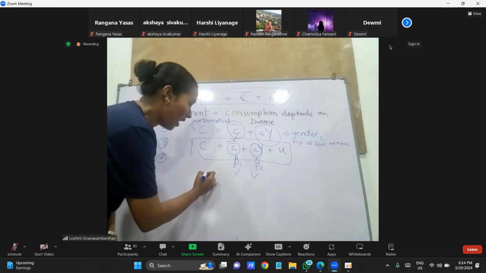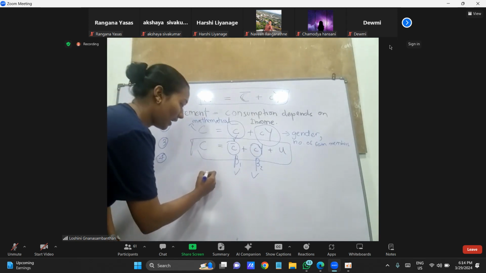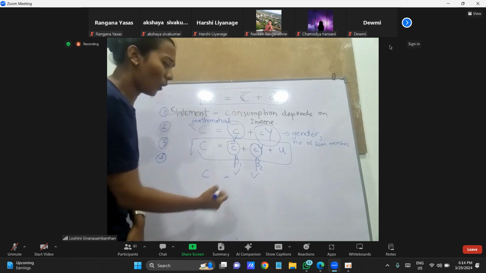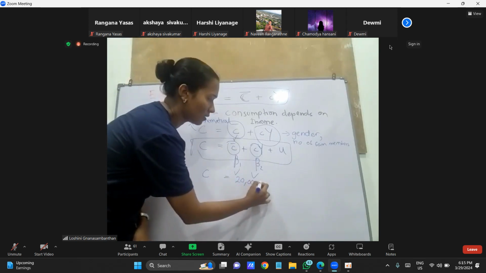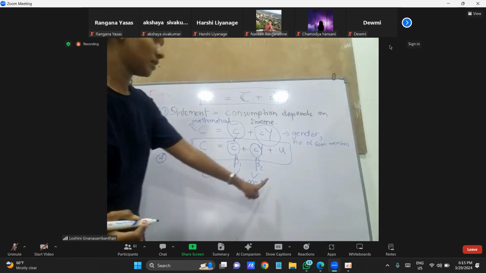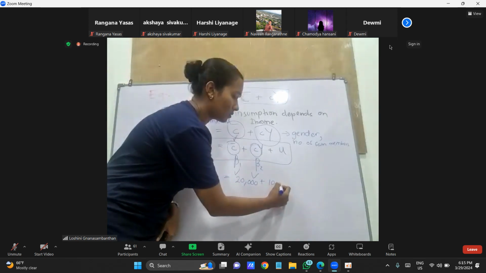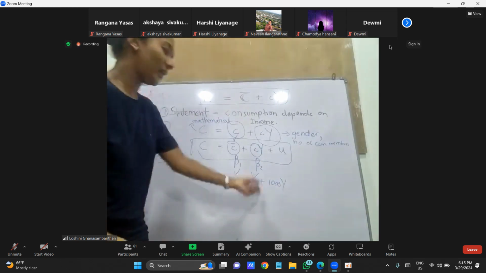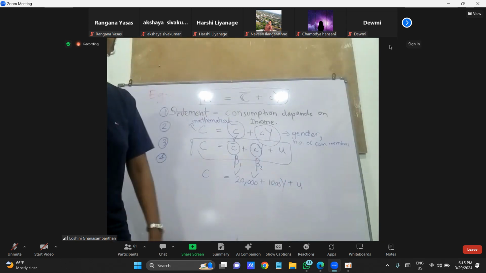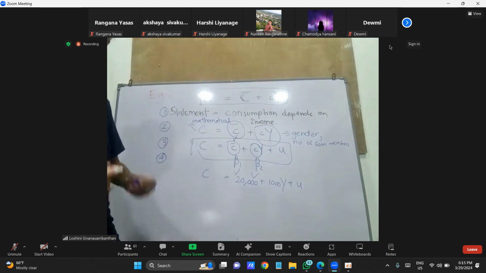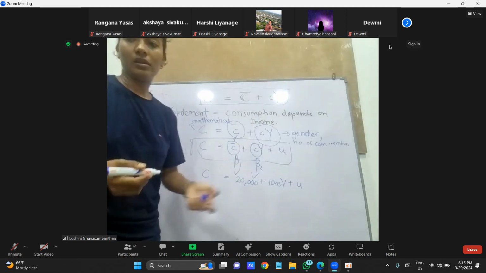For example, after your estimation of the econometric model, you find that autonomous consumption is 20,000 plus the coefficient on income will be 1,000. Something like this, okay, for example. So this is your estimation of the econometric model.